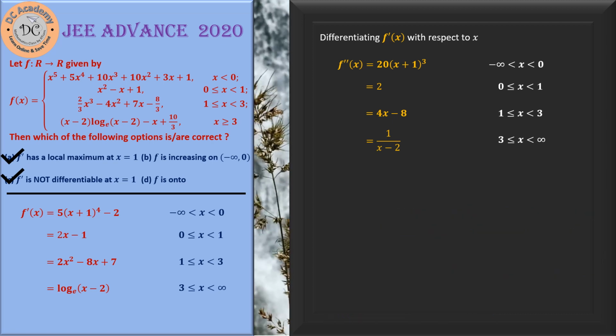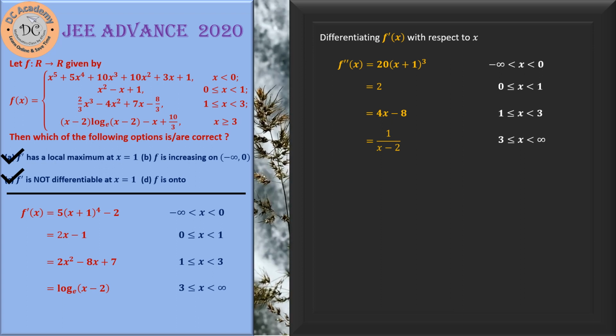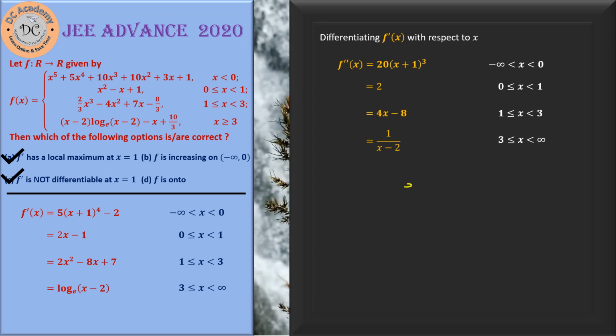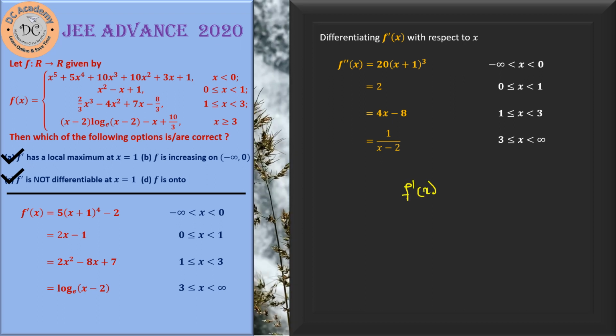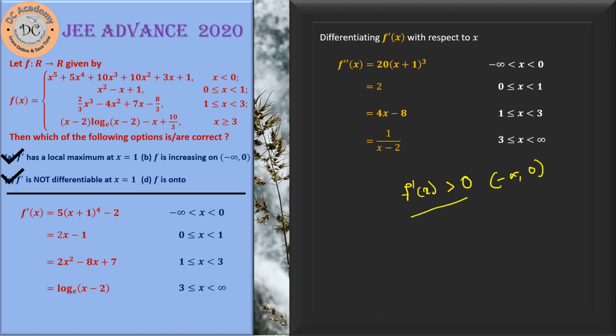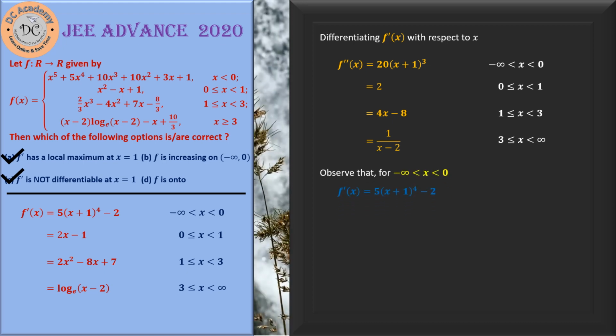Concentrate on option number B. Here it says f is increasing. Now, f is increasing means that in the interval minus infinity to 0, f dash x must be greater than 0 entirely in the interval minus infinity to 0. Now, here we consider the definition of f dash x.